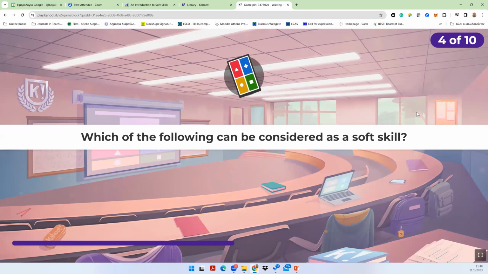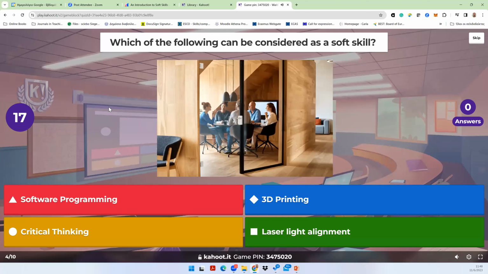Quiz. Which of the following can be considered as a soft skill? Now, you can give more than one answer, or one answer.